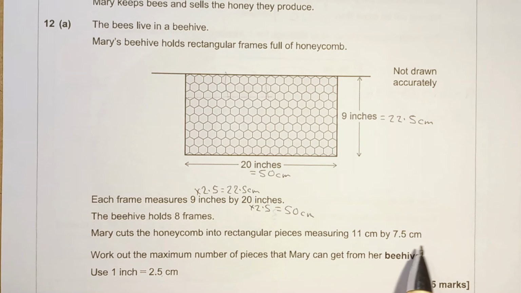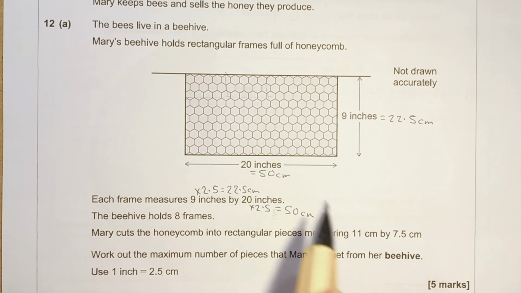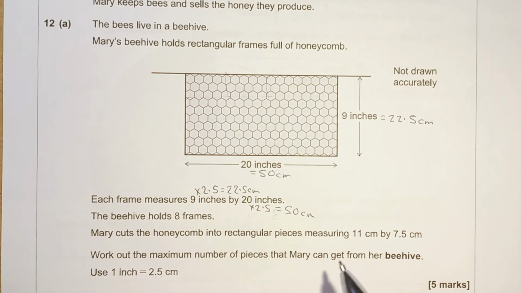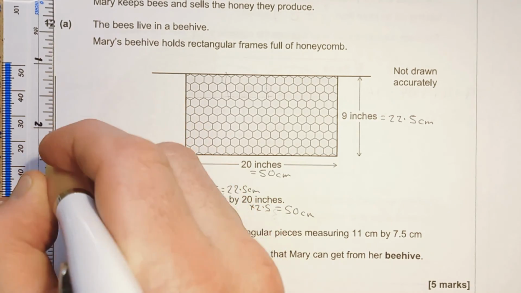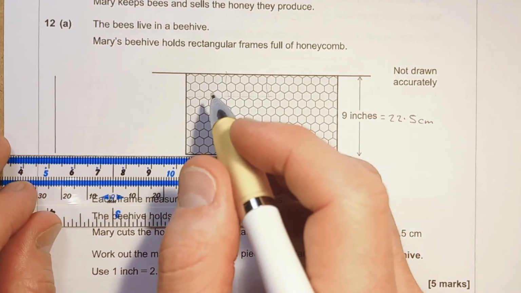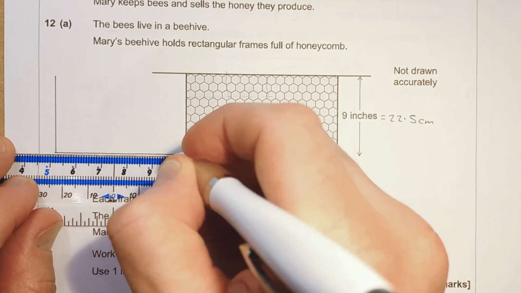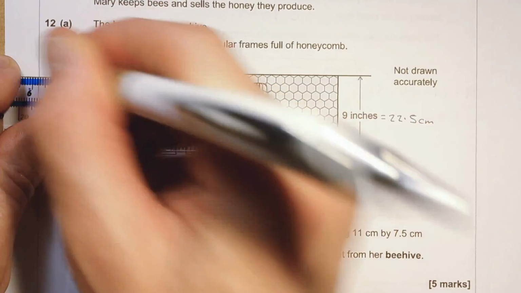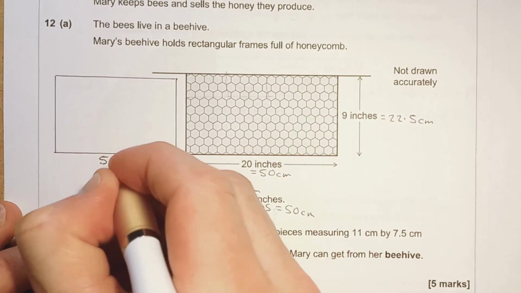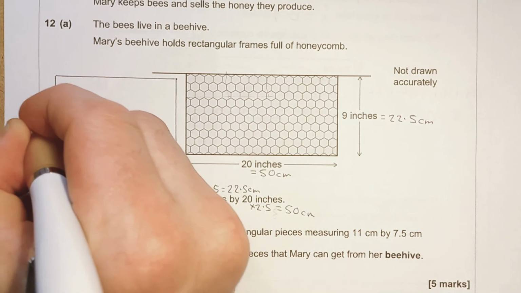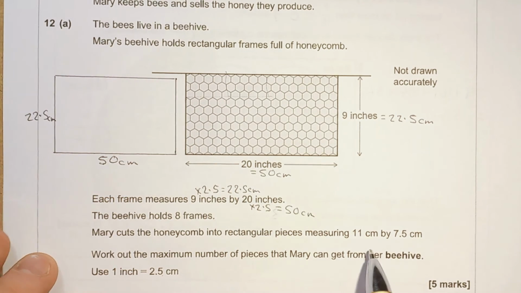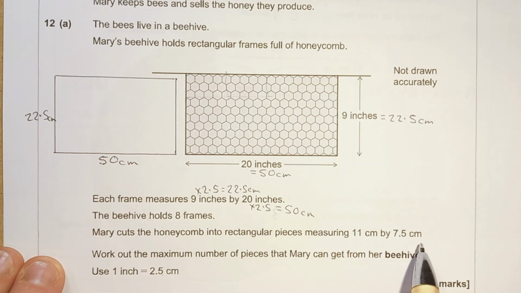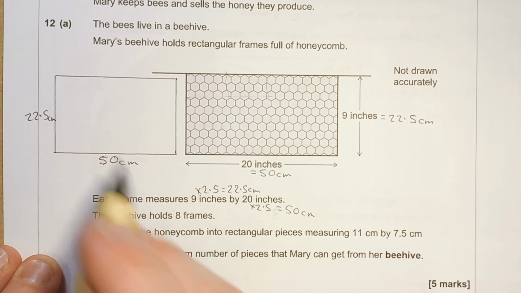So we've got to think about how we can fit these pieces, or how we can cut them out of this grid here. Now I'm actually going to draw another rectangle because that one has all my inches written on it. I want to have something clearer. So this is 50 centimetres by 22.5 centimetres. Our pieces are 11 centimetres by 7.5 centimetres. So how can we fit or cut these out of here?